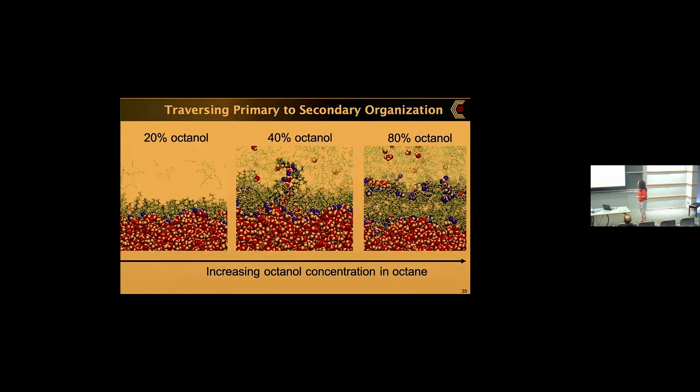It turns out we can control the formation of these bilayer islands based upon the concentration of octanol. At very low octanol concentrations, the interface is very flat, and there's not very much adsorbed to the oil-water interface. As we increase our octanol content, we start to get more structures. And by the time we get to 80% octanol, you have this bilayer-like structure that forms.